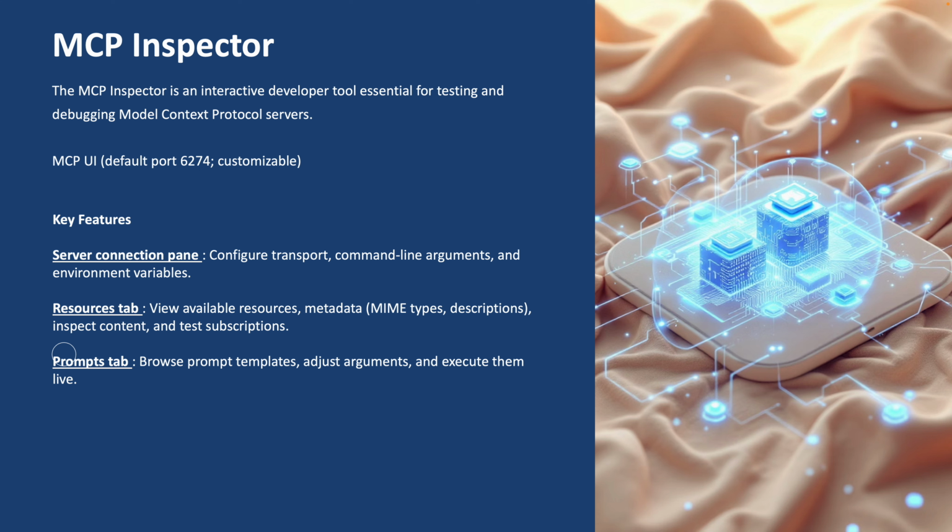So this is the place where you can configure your transport. You want it as STDIO, you want it as server-sent events, SSE, or you want it as the streamable HTTP, the new form, right? So you can give some command line arguments. You can even set your environment variables. So all this can be done. Then you have the resources tab, prompts tab and tools tab. This is what I talked about when I told you about the various artifacts in MCP.